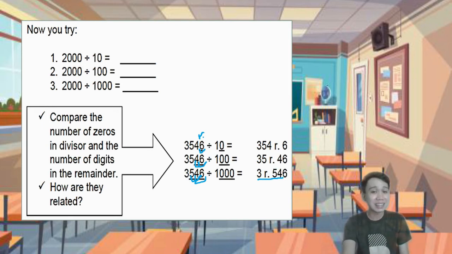Laging tatandaan kapag ang dividend natin ay walang 0, kung ilan ang 0 ng ating divisor, ganun lamang tayo maglilipat ng ilang beses. Kapag ang divisor natin ay 10, isang beses lamang tayo maglilipat. Pero kapag ang ating divisor ay dalawa ang kanyang 0, maglilipat tayo ng dalawang beses. Pero pag ang divisor naman natin ay may tatlong 0, maglilipat tayo ng tatlong beses. Ganun lamang kadali mga bata.